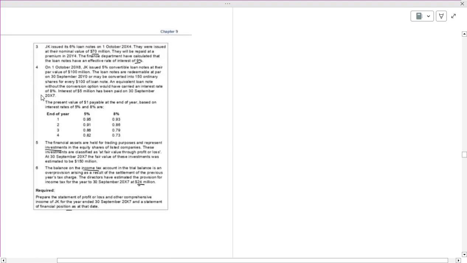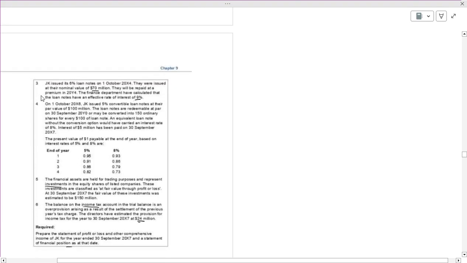Now, what is the third point they say? Listen carefully. The third point says they have issued loan notes on 1st October, nominal value 70 million, to be repaid at a premium in 2014. The finance department calculated the loan notes at the effective rate of interest of this one.